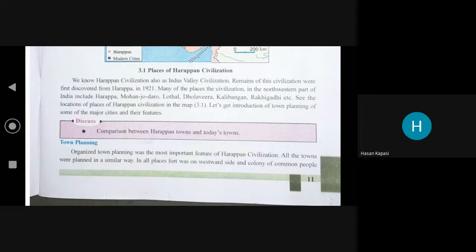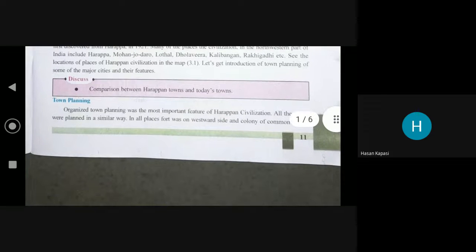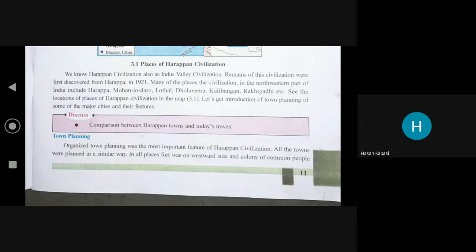We know Harappan civilization also as Indus Valley civilization. Remains of this civilization were first discovered from Harappa in 1921. Many places of the civilization in the northwestern part of India include Harappa, Mohenjo-daro, Lothal, Dholavira, Kalibangan, Rakhigarhi, etc. See the locations of places of Harappan civilization on the map. 3.1 Let's get an introduction to town planning of some of the major cities and their features.